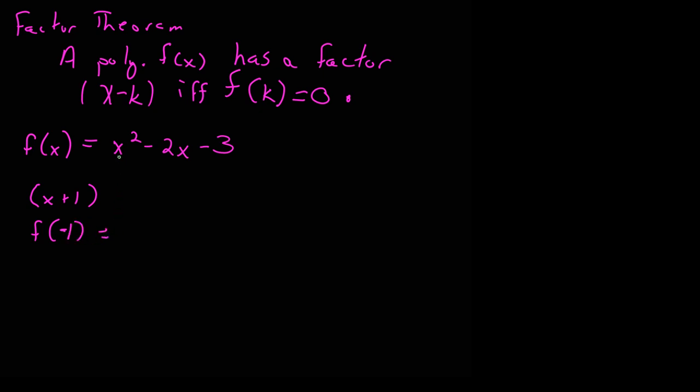So -1 squared minus 2 times -1 minus 3. So -1 squared is +1. -2 times -1 is +2 minus 3. Well, this does indeed equal 0. And so this is a factor. So yes.